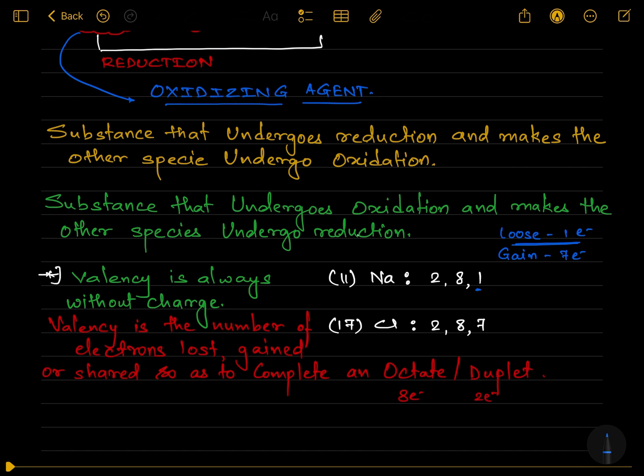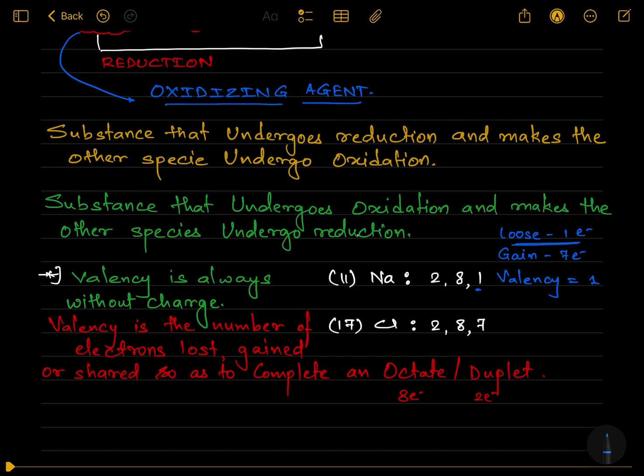So therefore, what is the valency of sodium? The valency of sodium is just 1. It's just 1. It's a number. Please remember. So the valency of sodium is 1.